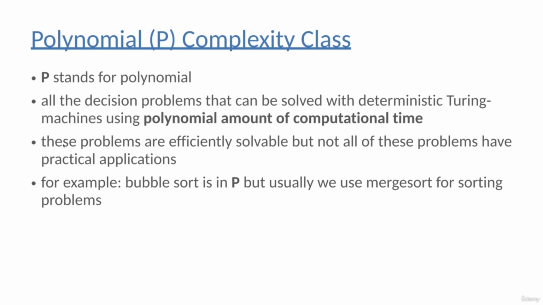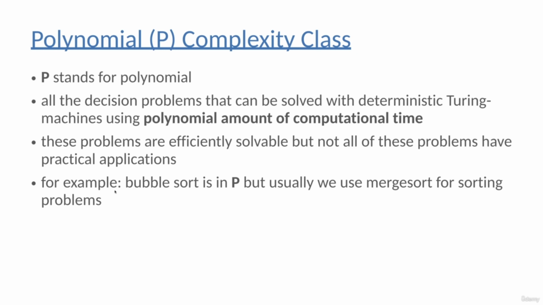What's crucial is that these problems are efficiently solvable, but not all of these problems have practical applications, such as with bubble sort. Bubble sort is working fine, it has polynomial running time complexity, it is within the P complexity class, but of course it has no practical applications because merge sort, quick sort, and heap sort are working better. These are faster sorting approaches. So despite the fact that a given algorithm may belong to the polynomial complexity class, it may happen that it doesn't have any practical application. Okay, so that's all about the polynomial complexity class.